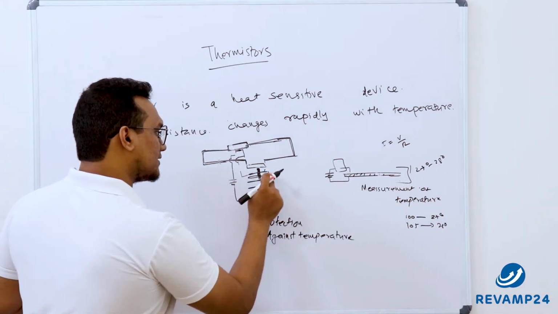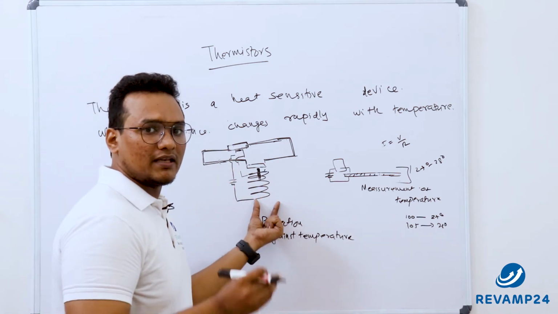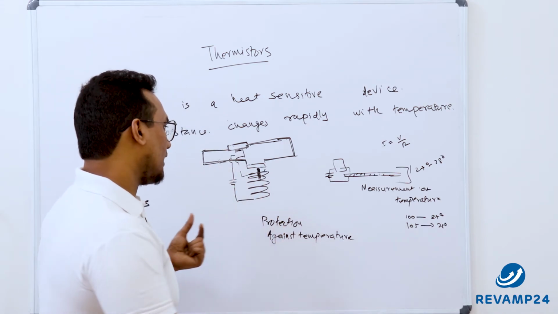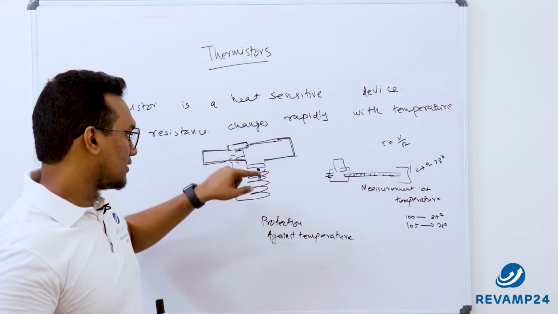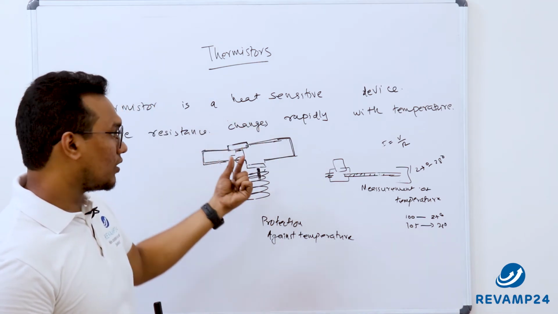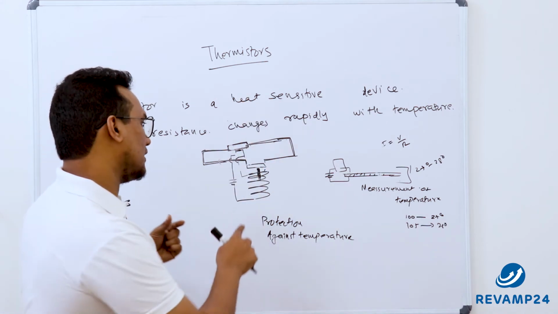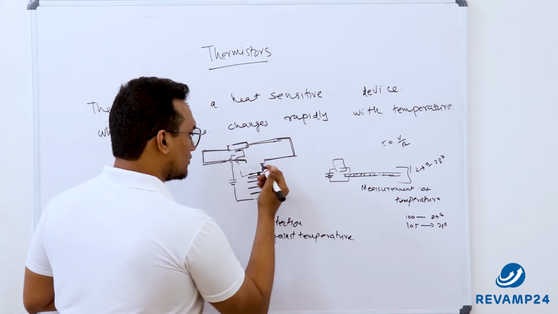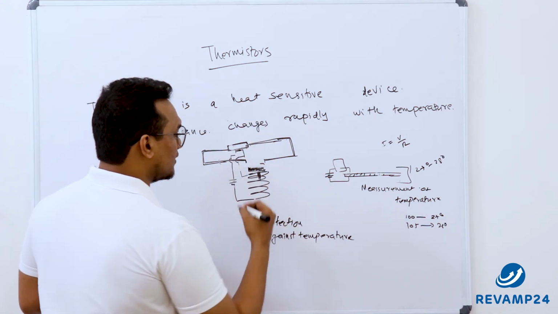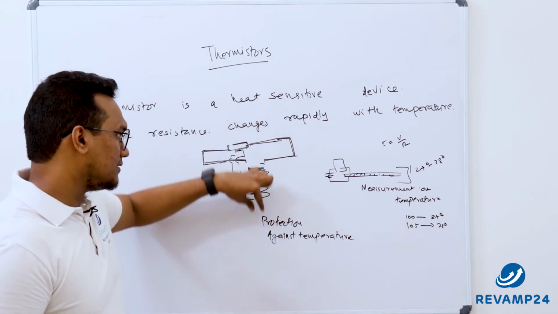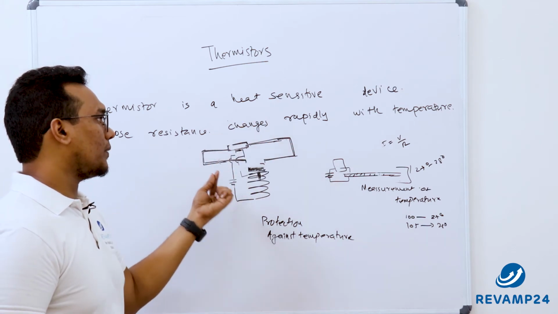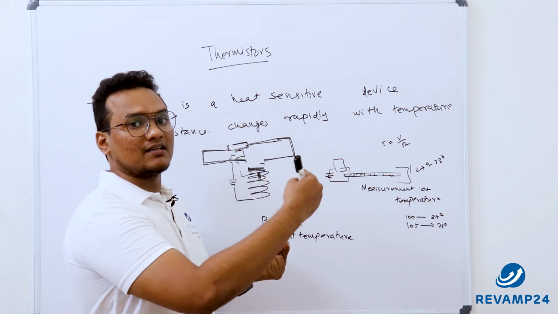When current decreases, the electromagnet will be less magnetized, so that it cannot lift the plunger upward, and the plunger will come downward. Now the plunger is downward, so this circuit is open. So at higher temperature, the plunger comes downward and the circuit is opened, thereby protecting this device.